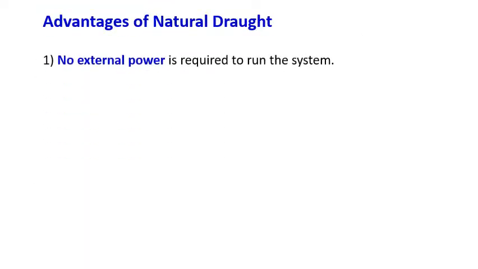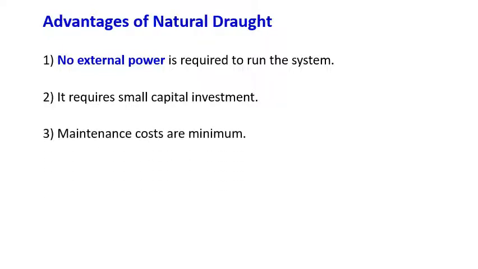The advantage of natural draught is no external power. When there is no external power, my electricity bill, the running cost, will surely be lower. It requires small capital investment. So fans are not there. Along with the fan, we also get a bearing, which is more costly. So that capital investment will be less.